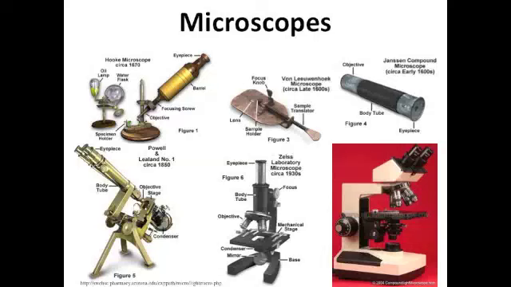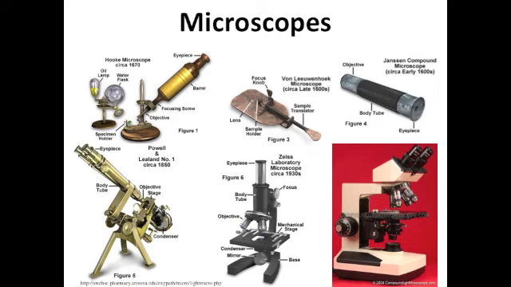Hi guys, so this is a little overview of the different types of microscopes and a little bit more about how to use the microscope that we're going to be using in class. So, microscopes are instruments designed to produce a magnified visual or photographic image of objects that are too small to be seen with the naked eye. And anything you want to look at underneath a microscope can be called your specimen.